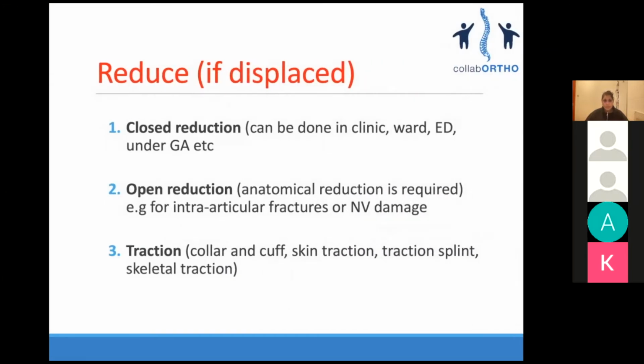Moving on to reduce. So you reduce a fracture if it's displaced. Okay, so if the 2 bones are not touching or at an angle or not in their anatomical alignment, you want to reduce this. And there's 3 ways you can do that. So the first one is closed reduction. And that can be done pretty much anywhere. You can do it in clinic, on the ward, in the emergency department, in theatre, under anaesthetic.